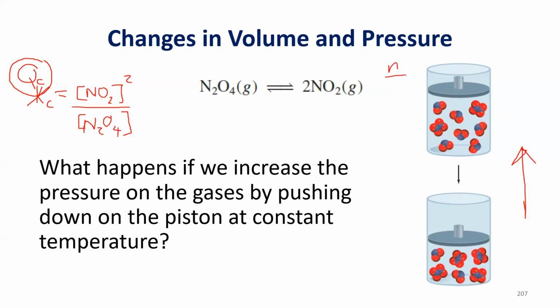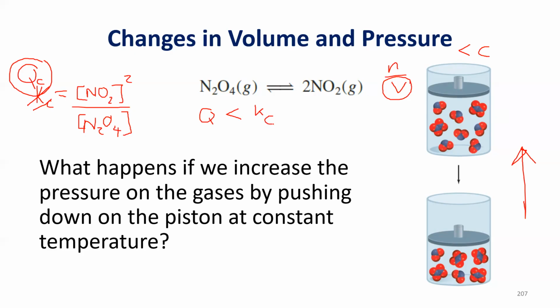So therefore, n over V, you're increasing the volume. So that means you are reducing the concentration. Now, when you reduce the concentration of all the species, it has an effect on this reaction quotient here. It means now that all these concentrations become small. So therefore, Qc becomes less than Kc.